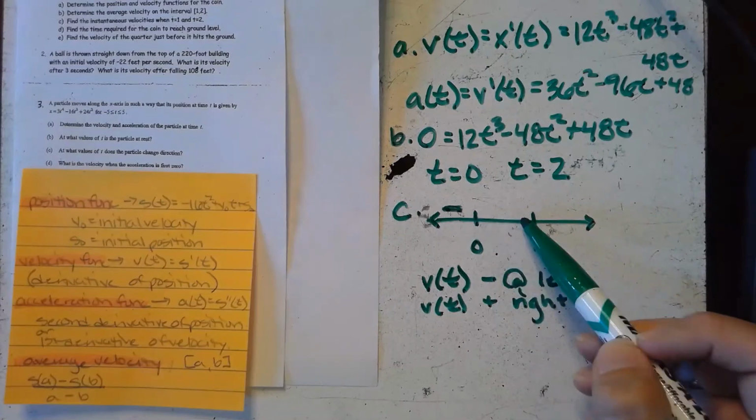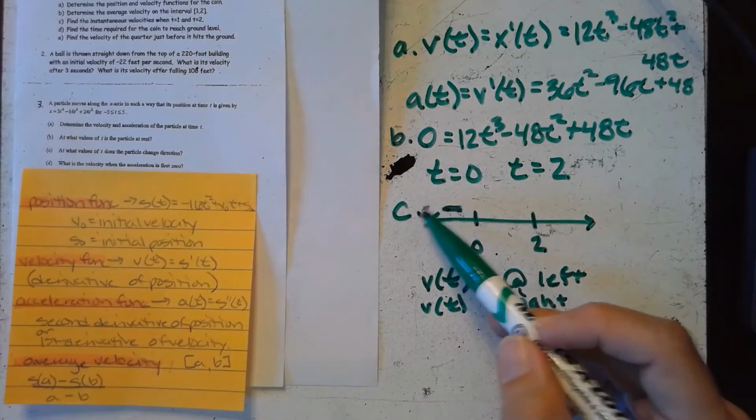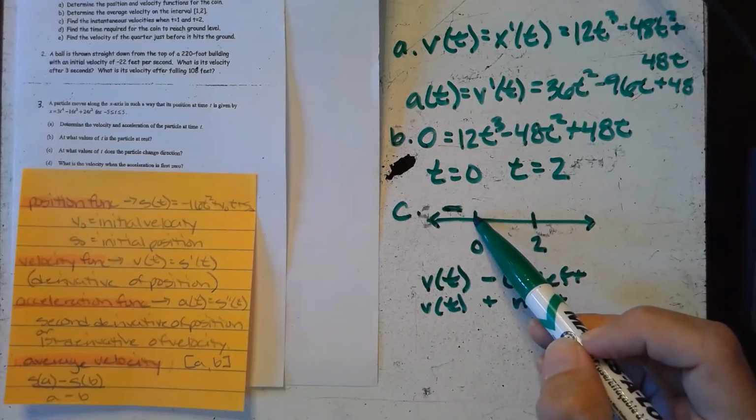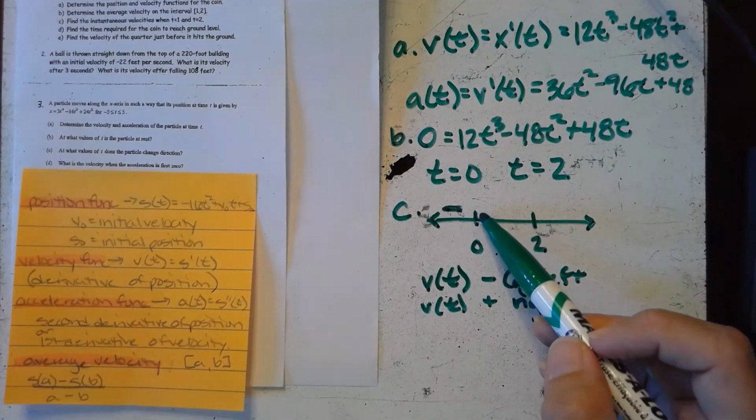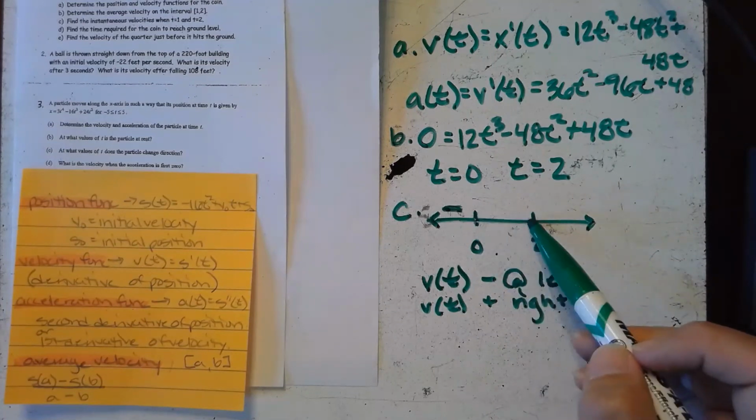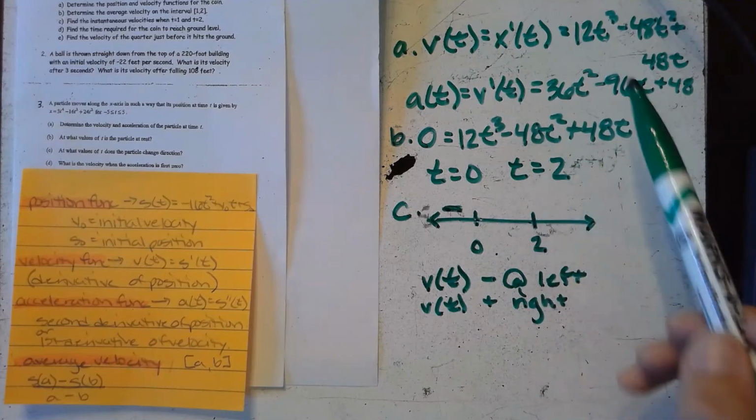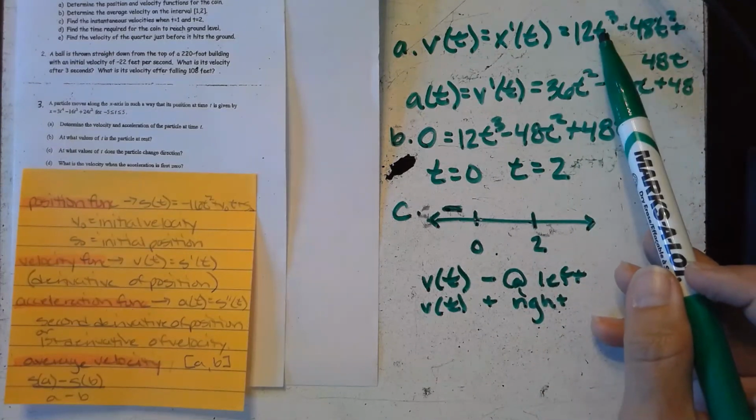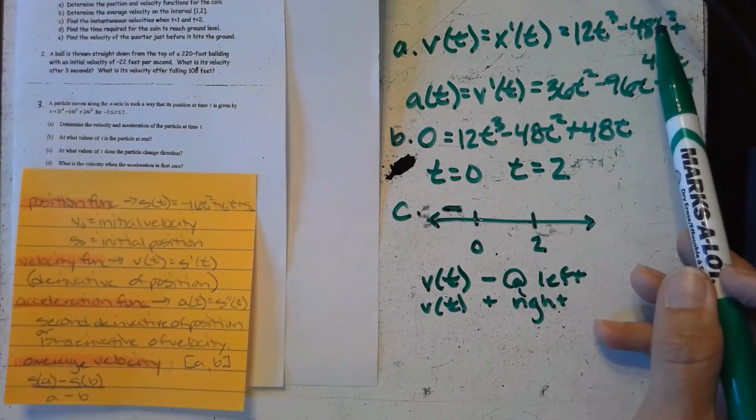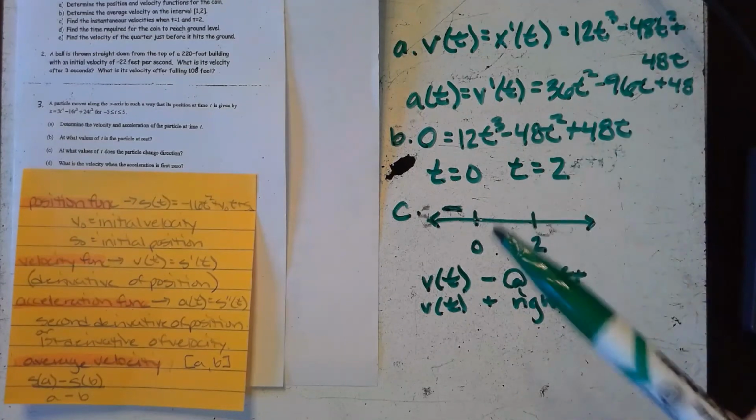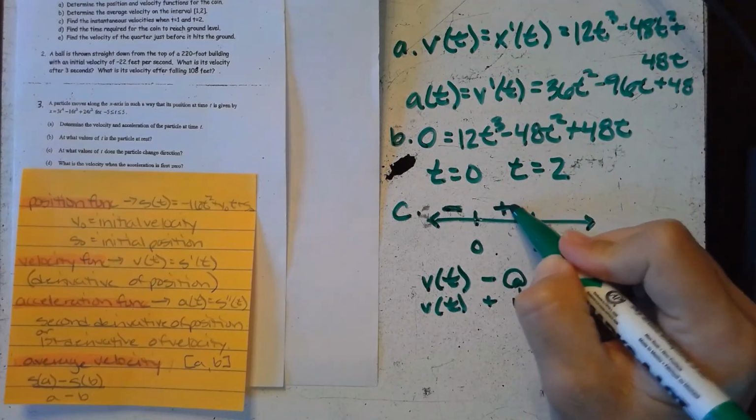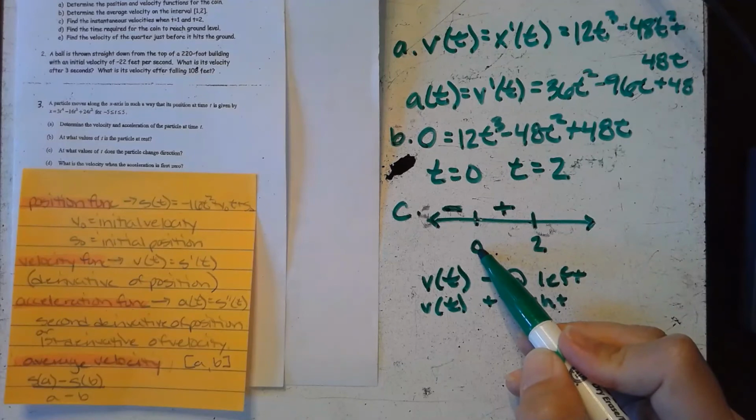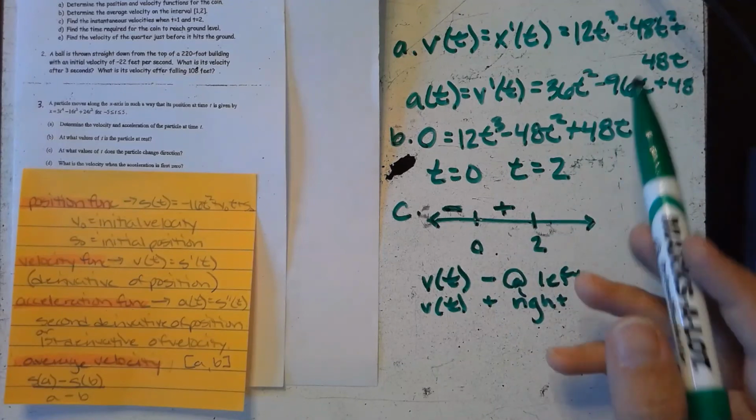Now, in between here, what about at 1? So I know it's going left to begin with, and then it stops at 1. Let's see if it changes direction. If it changes direction, it's going to be positive. All right, so here, plug in 1. Okay, that's positive 12 minus 48 plus 48. Well, that's going to be a positive 12. So it changes direction here at t equals 0. And let's see at 2.